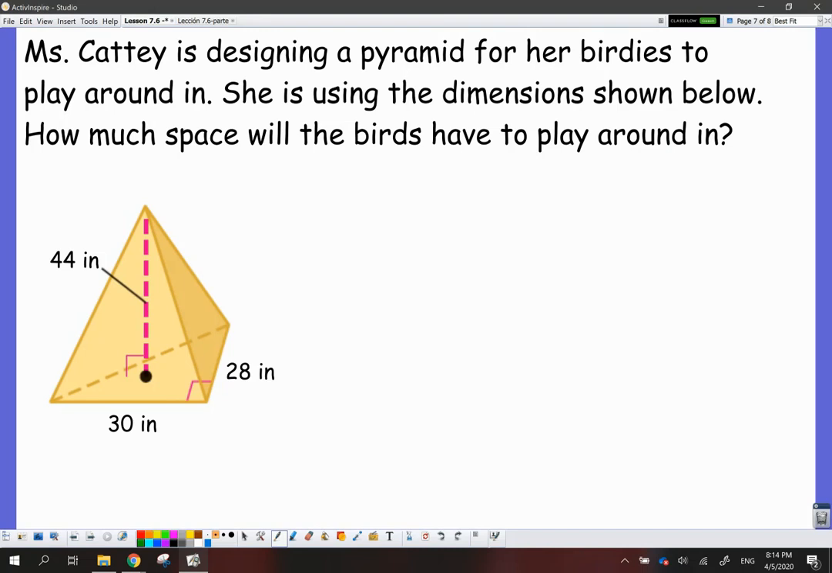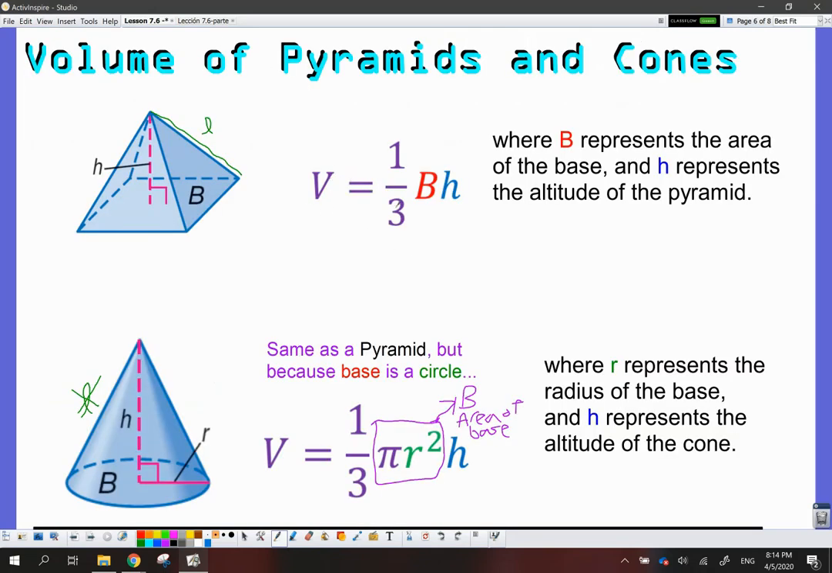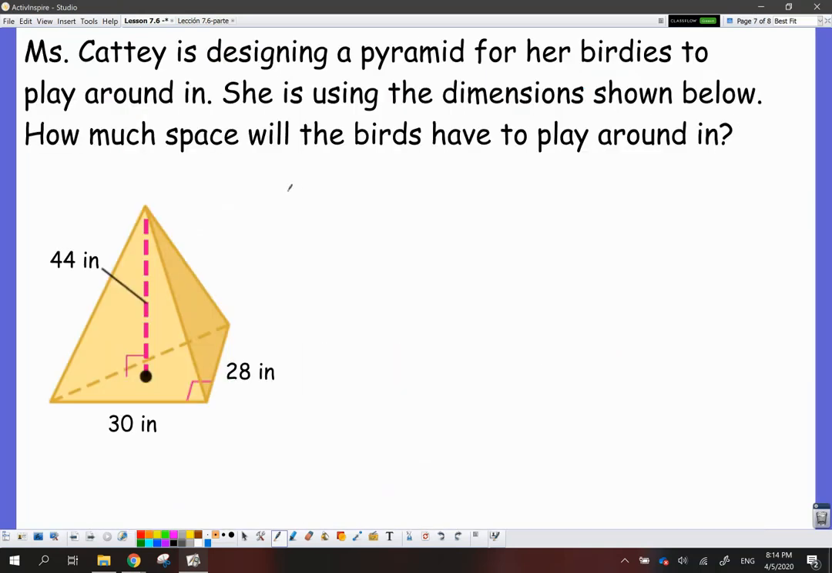So let's take a look at this. I'm going to start by writing down the formula for volume of a pyramid. If I look back, I know that's 1/3 times base times height. Area of base times height. So let's copy it over here. 1/3 times area of base times height. Again, I'm going to be looking for each of these. So I'm going to start with the area of the base.